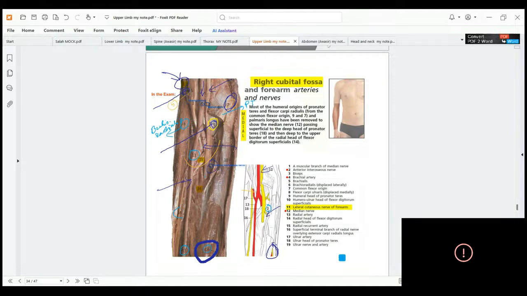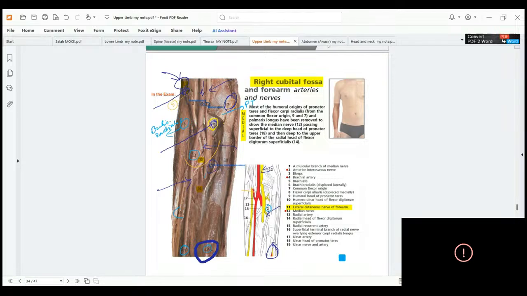This is the exam picture. 16 is the superficial terminal branch of the radial nerve. No need. 18, ulnar head of the pronator teres. No need. Number 11 is the lateral cutaneous nerve of forearm. Next to it is 5.